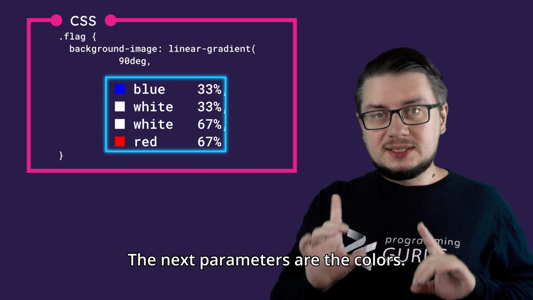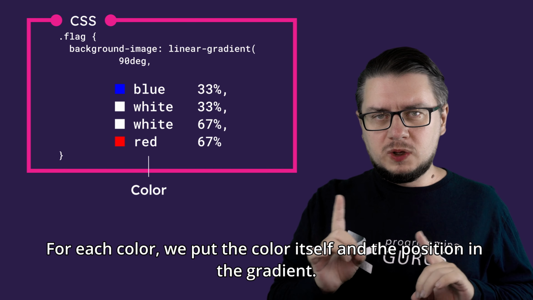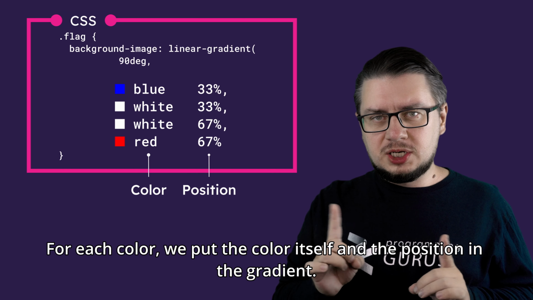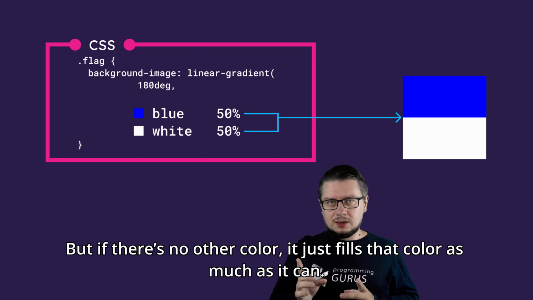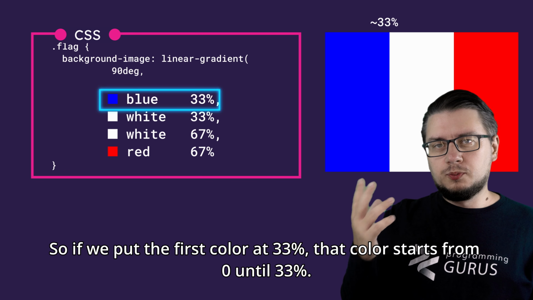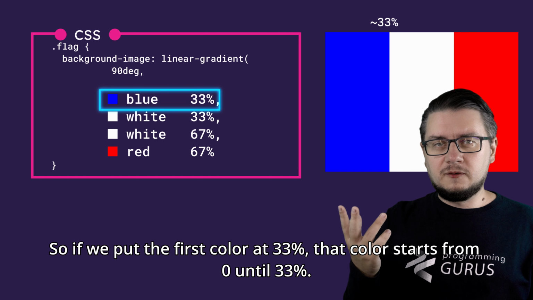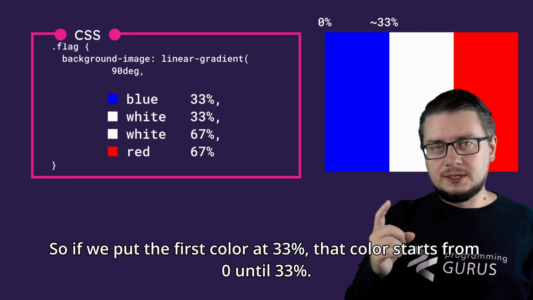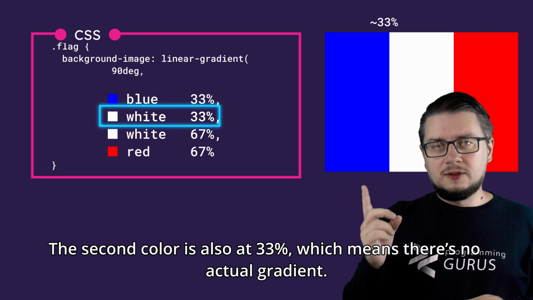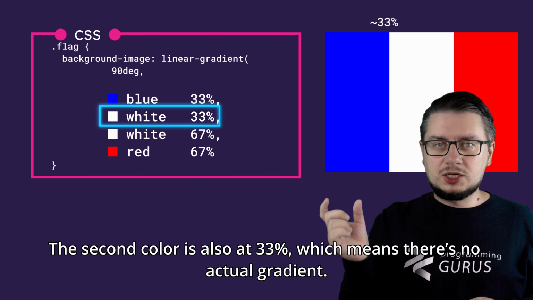The next parameters are the colors. For each color, we put the color itself and the position in the gradient. That's the center of the color and the browser draws a gradient to the next color. But if there's no other color, it just fills the color as much as it can. So if we put the first color at 33%, that color starts from 0 to 33%. The second color is also at 33%, which means there's no actual gradient.